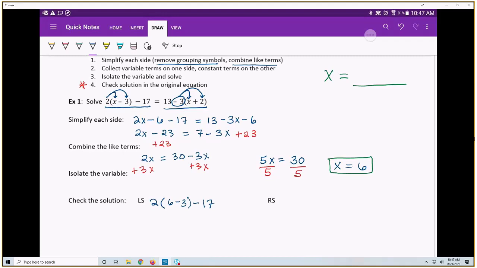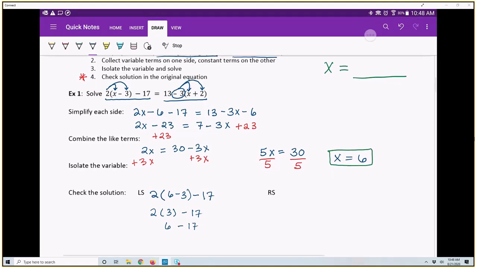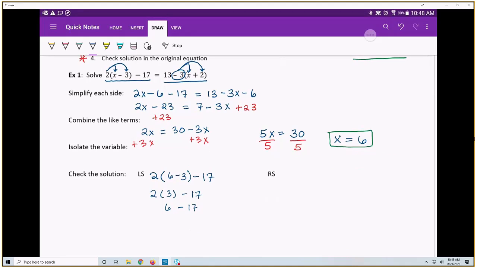And that inside the parentheses, I can do 6 minus 3, so that becomes 2 times 3 minus 17. Well, 2 times 3 is 6, so this is 6 minus 17. And 6 minus 17 is negative 11. So on the left side, I got negative 11. If this is actually a solution of the equation, then on the right side, I should also get negative 11.